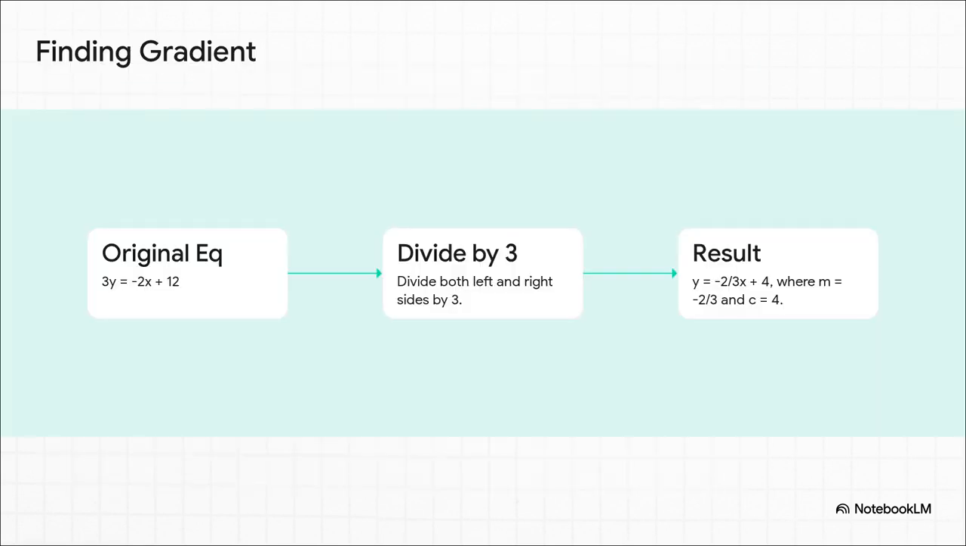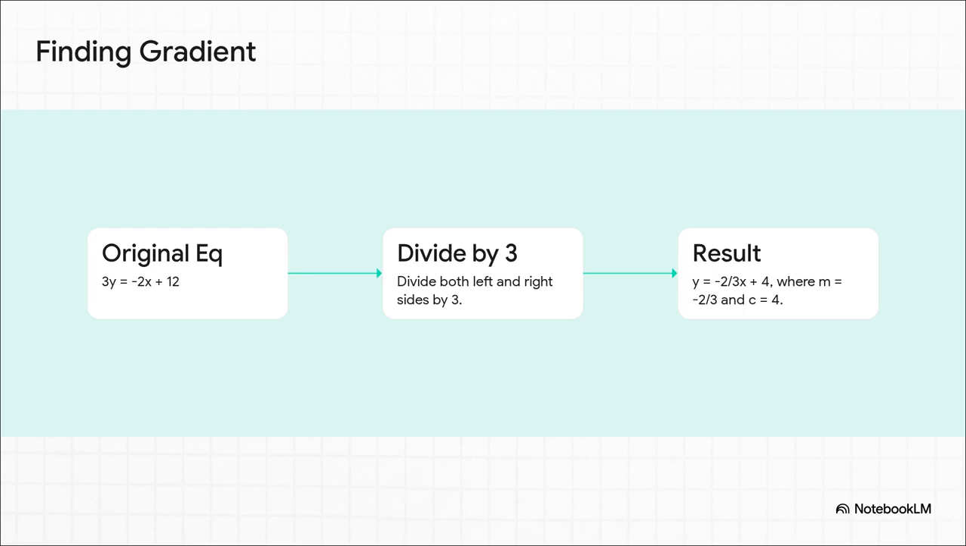But as you probably know, exams rarely give you things neatly wrapped with a bow. How do we handle a messy equation like 3y equals negative 2x plus 12? See that 3 attached to the y? It's completely blocking our golden rule. So logically, we have to divide by 3 to get y entirely by itself.